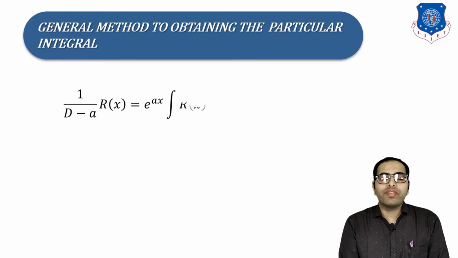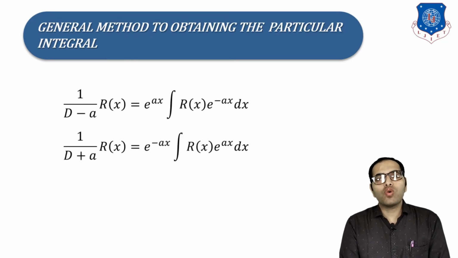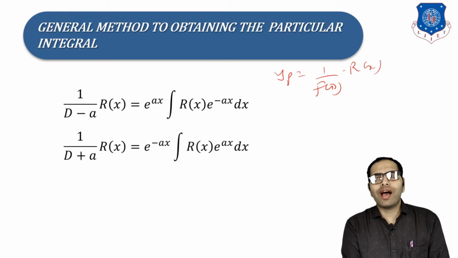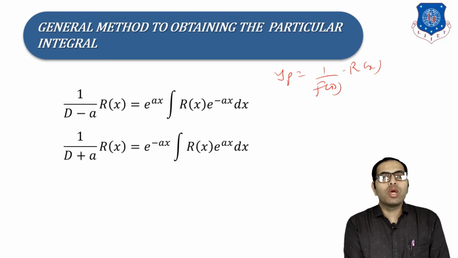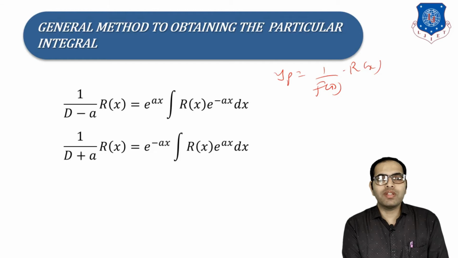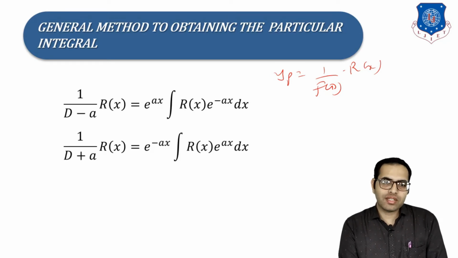Next one is a general method for obtaining the particular integral. That is the definition of yp. yp is equal to 1 upon f of D into r of x, as well as q of x. Whenever our f of D is in factor form, then 1 upon D minus a of r of x is equal to e raised to ax integral r of x into e raised to minus ax dx. Here the sign will be negative, first positive, then after negative. Suppose the term is positive, then 1 upon D plus a of r of x is equal to e raised to minus ax integral r of x e raised to ax dx.